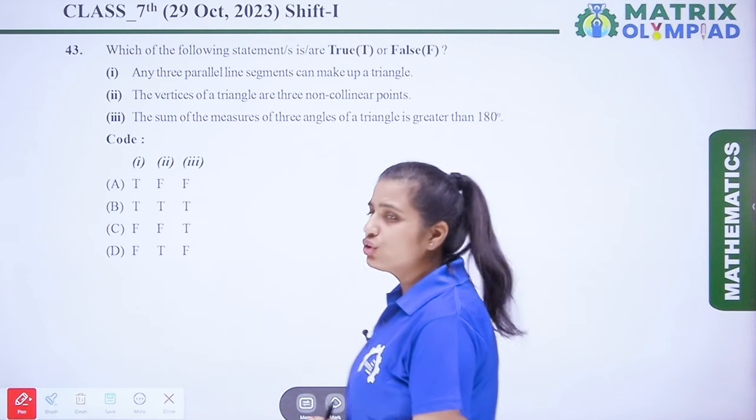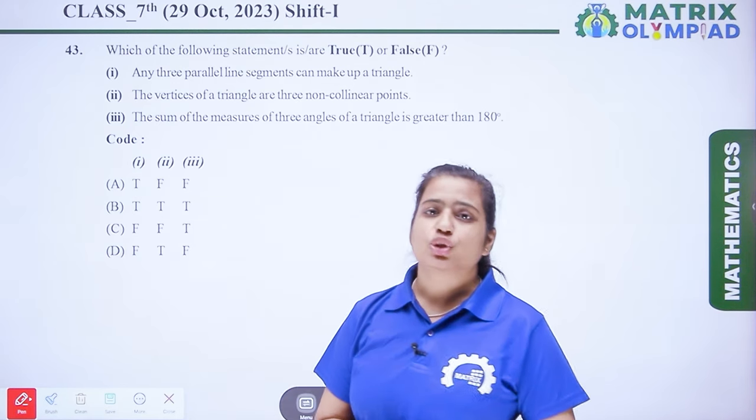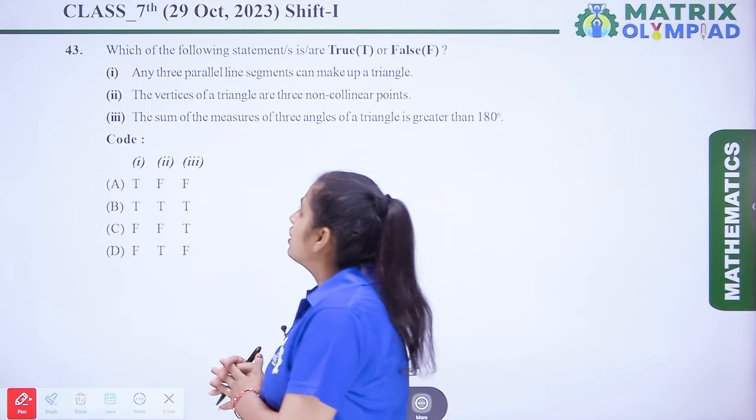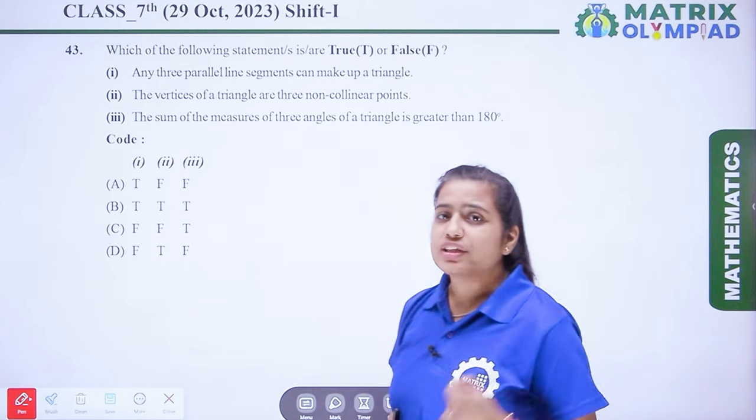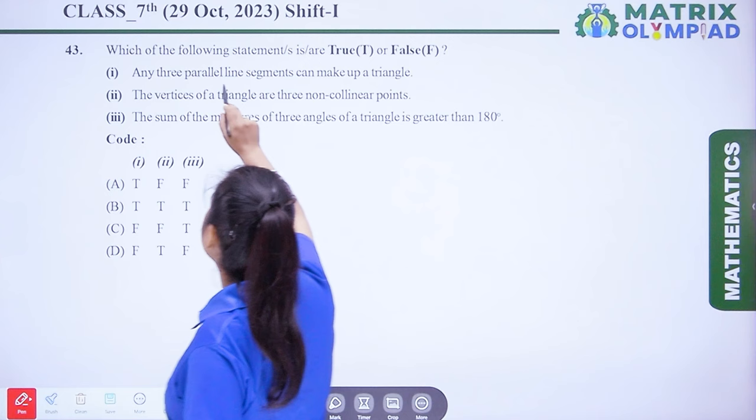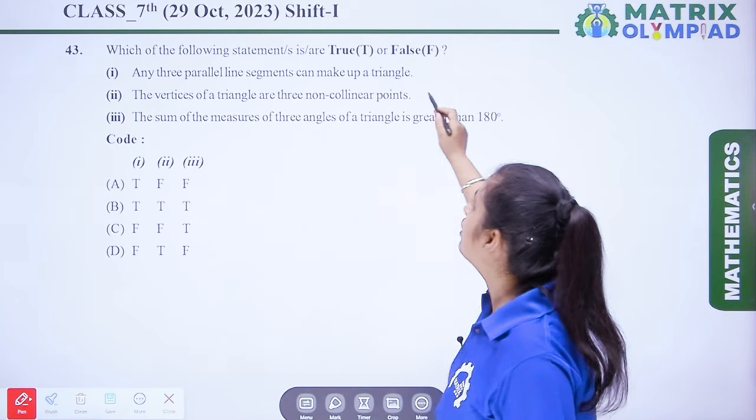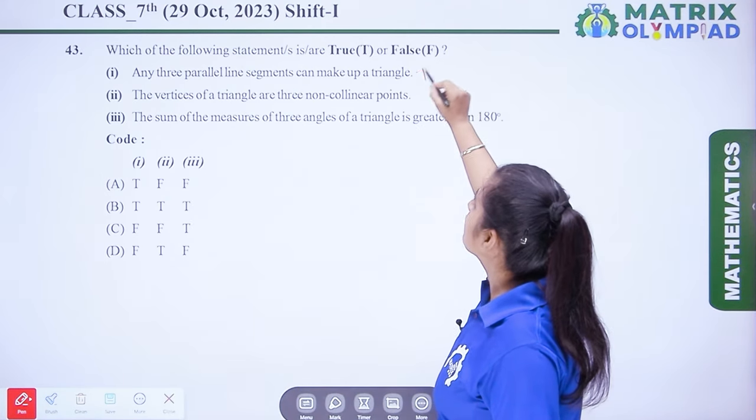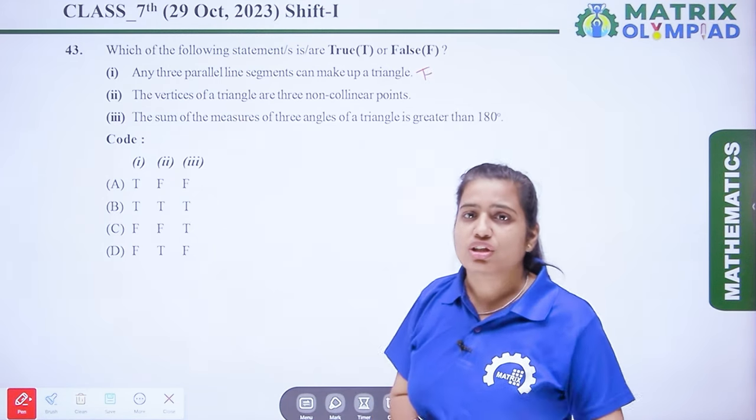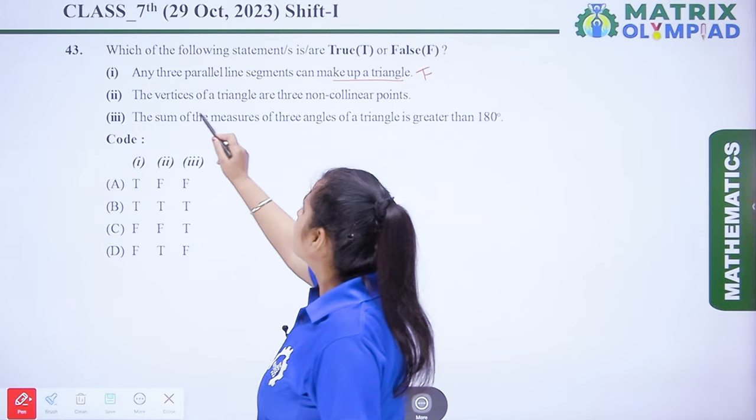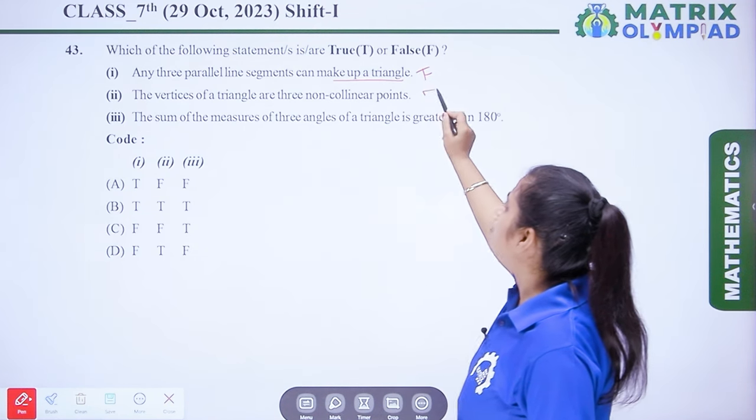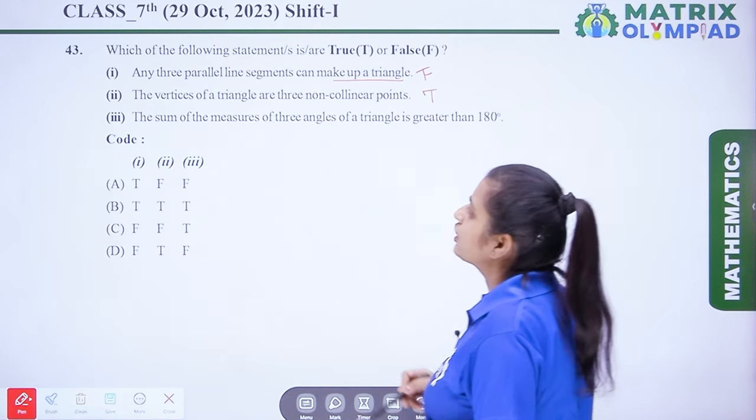In this question, we have to find out which statement is true and which statement is false. So here we have to read the statements and tell which statement is true and false. The first statement is any three parallel line segments can make up a triangle. This statement is false as parallel lines never intersect each other. Next statement is the vertices of a triangle are three non-collinear points.